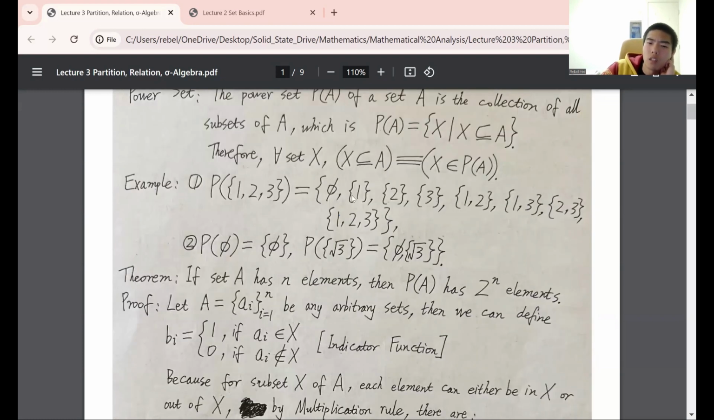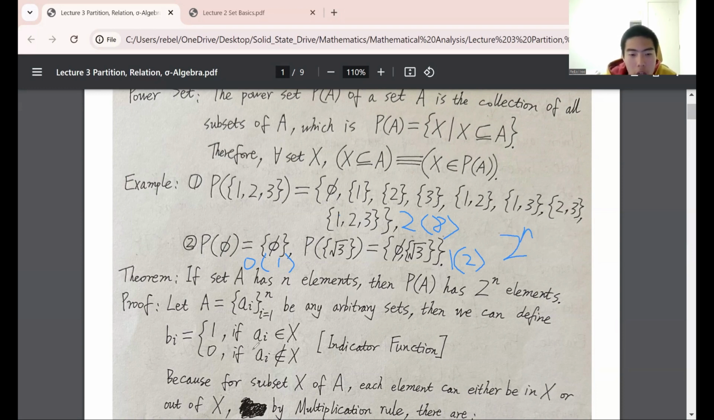So let's first consider this case. How many elements in it? 1, 2, 3. How many elements in the power set? 1, 2, 3, 4, 5, 6, 7, 8. So it's 8, right? 2 cubed is 8. This one has 0 elements, and its power set has 1. And here there is 1 element, and the elements in the power set is 2. So maybe your guess is 2 to the power of n, right? This is a very intuitive guess. And actually we can prove it.